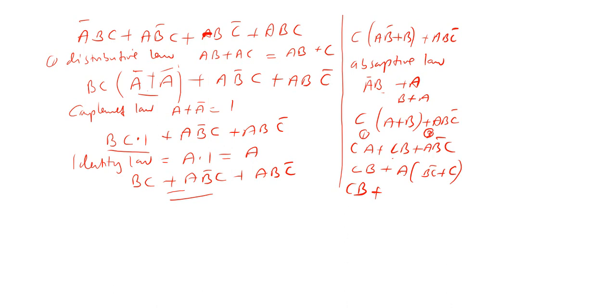or A into B or C after absorption law. So distributing this, we are going to have CB or AB or AC. And at that point, now this one cannot be simplified any further. And that will become the final expression after simplification.